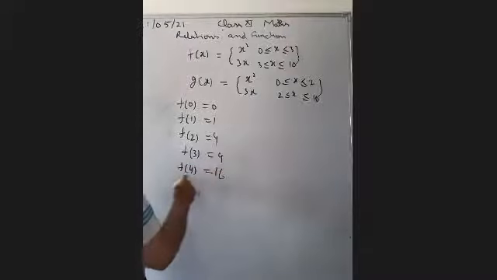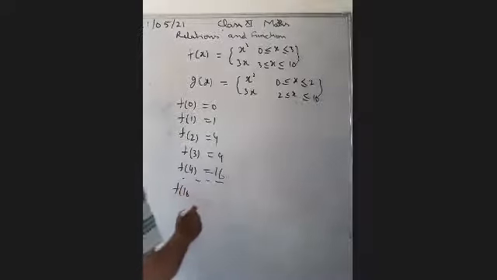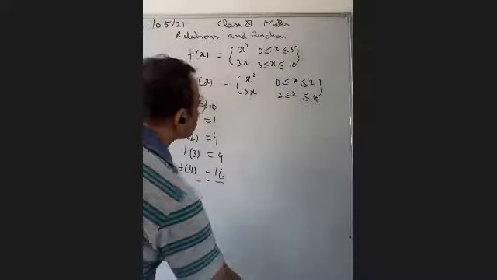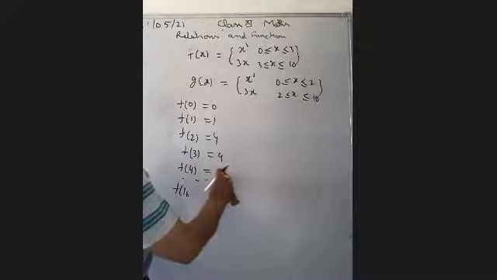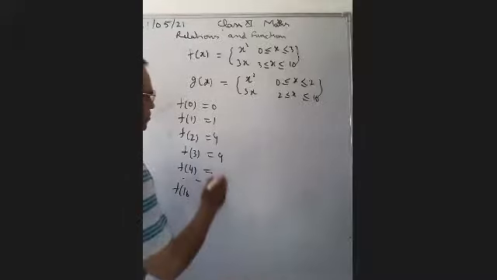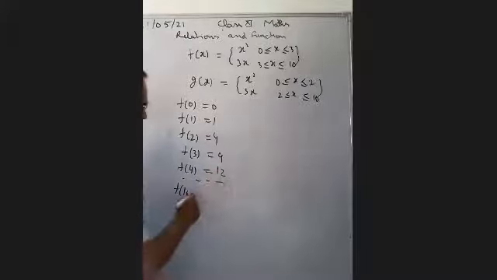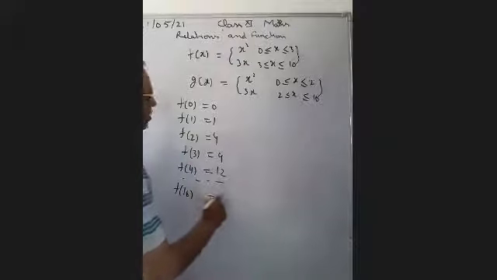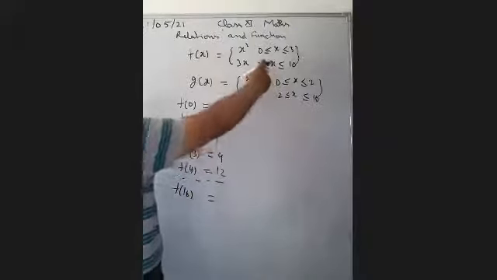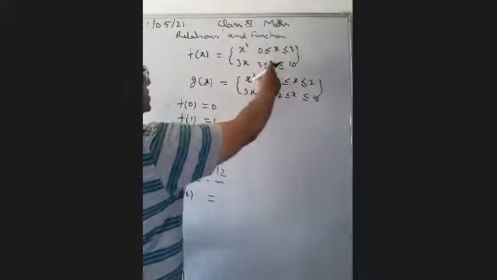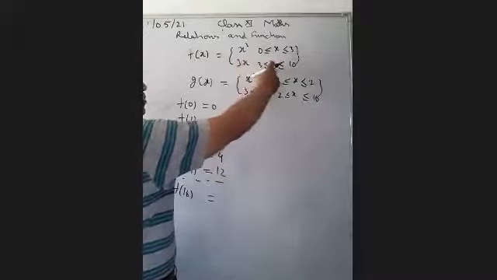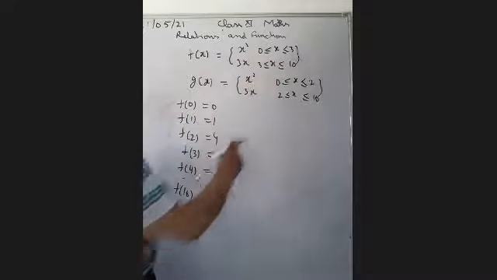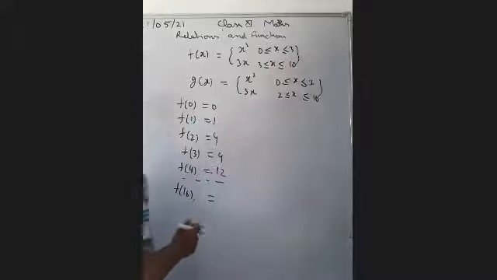Okay, and so on. If we put x is equal to 3, we get 9. If we put x is equal to 4, then its value is 4 times 3 is 12, because 4 is greater than or equal to 3, so we have to use this relation. So if we put x is equal to 3, 3 times 3 is 9. If we put x is equal to 4, 4 times 3 is 12. If we put x is equal to 10, then f(10) is equal to 30.